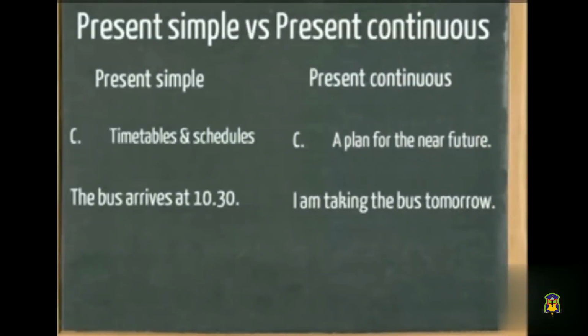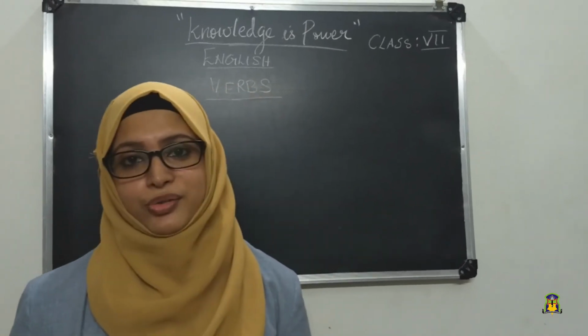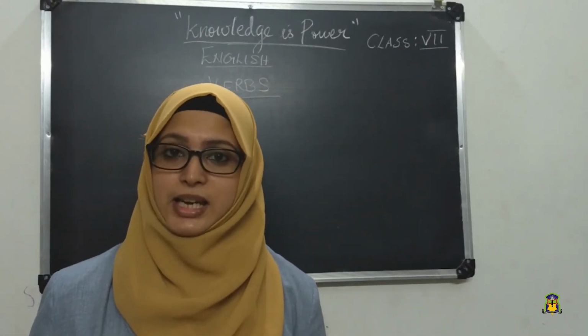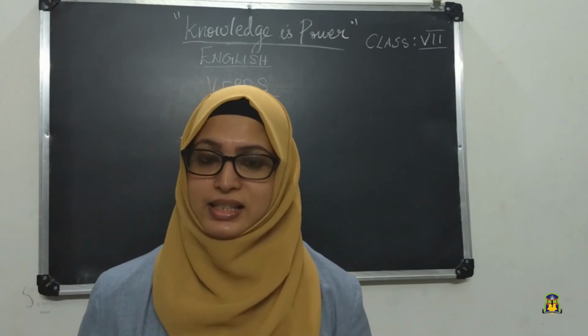And the third use is timetables and schedules. When you are showing timetables or dates, we use simple present. "The bus arrives at 10:30." It's a time schedule given there, so there is no change in that. In that case, we can use present tense. In present continuous tense, we can use it for a plan for the near future. "I am taking the bus tomorrow." So when we are planning to do something in future also, we can use present continuous tense. So children, I hope all of you understood the lesson, verbs and its types. The next topic we will see in the next class. Till then, bye.